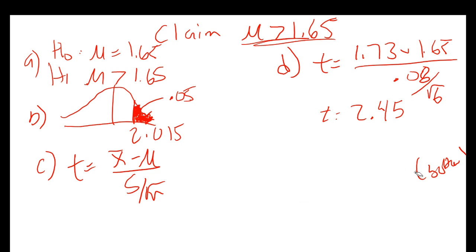Let me get rid of this. Now, what does that mean to E? Savannah, where is 2.45? Is it in area A, B, or C? C. It's in area C. So this is 0. 2.4 is to the right of 2.0. So you will reject H0.